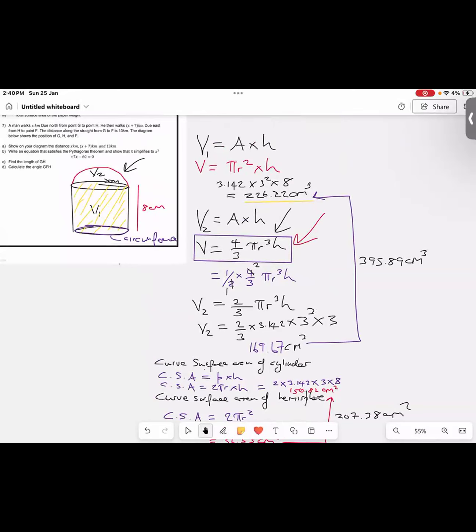The V1 is a cylinder. Right, that's correct. And the one up here is the V2, the bottom is a hemisphere. Right, and it's a hemisphere, correct. So we add both of them together to get the complete volume.